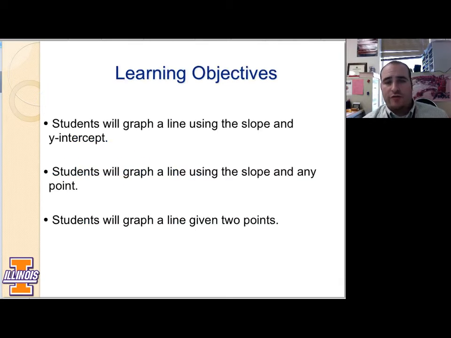So the learning objectives for today are as follows. These are the things that I want you to know before the video is done. Students will graph a line using the slope and y-intercept. Students will graph a line using the slope and any point. And students will graph a line given 2 points. So let's start off with the easiest, and we're going to jump straight into graphing a line given 2 points.